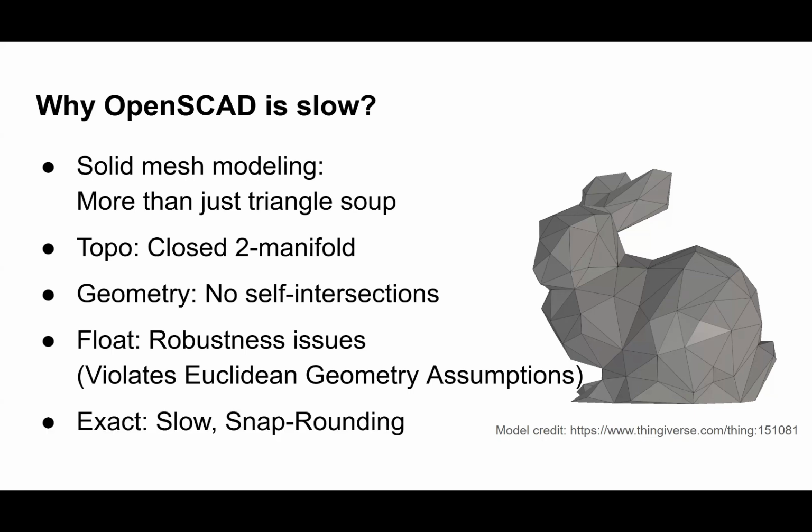Otherwise, you can also do the exact arithmetic route. So you store the exact rational number representation in memory, but this is slow, uses more memory, and you suffer from a problem called snap rounding. Basically, your model is perfect in that exact representation, but once you snap it into a floating point grid, then you introduce self-intersections. So you cannot get rid of this either topology or geometry problem.